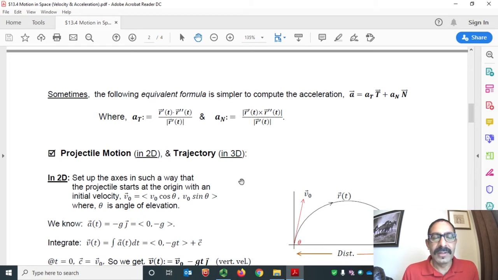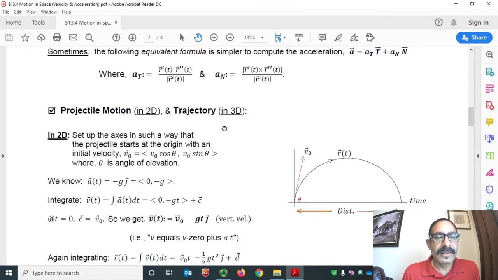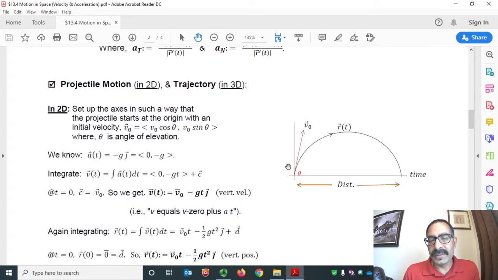Now let's move on. Next, let's talk about projectile motion in 2D and trajectory in 3D. So that means we are throwing some object standing here upwards with initial velocity v0, making an angle theta with the ground. Then the object attains some maximum height and lands on the ground again after a certain time.